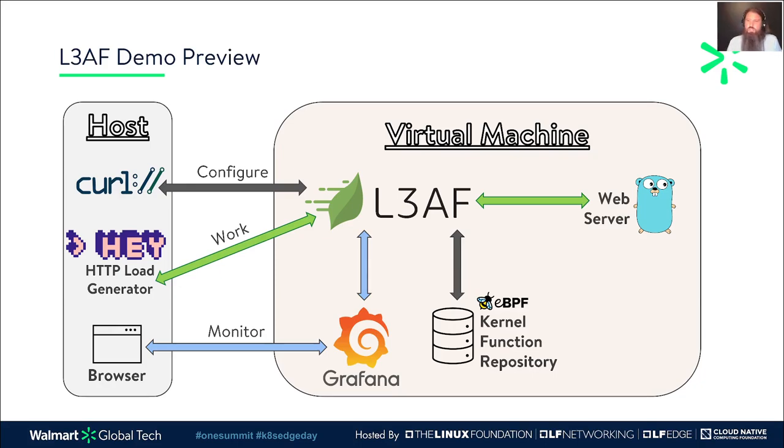So on this virtual machine, we're running a couple of Go-based web servers where we can send test traffic. We're hosting a kernel function repository. This is where Leaf can download the eBPF programs that it's going to manage and execute. Then we're also running Prometheus and Grafana to show some of the metrics that Leaf provides for the eBPF programs that it's running. Now, on the left-hand side of the screen, we see our host. From our host, we'll be able to access all of these services on the virtual machine via some ports that we've configured. So let's go ahead and go to our terminal and start running some commands.